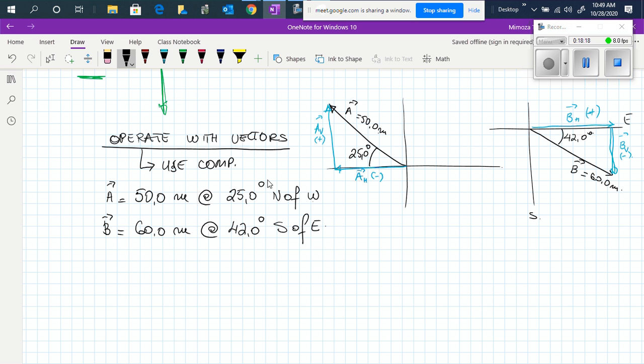Now, what we are looking for is a resultant vector, and a resultant vector is a vector that replaces the effect that those vectors have. So if we have A plus B, then it replaces the effect that vector A and vector B have. And if we have A minus B, then it's the effect of vector A and the opposite of vector B on the object. In this case, what I will do is A minus 2B.